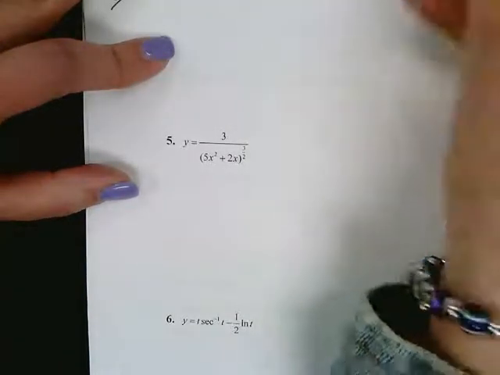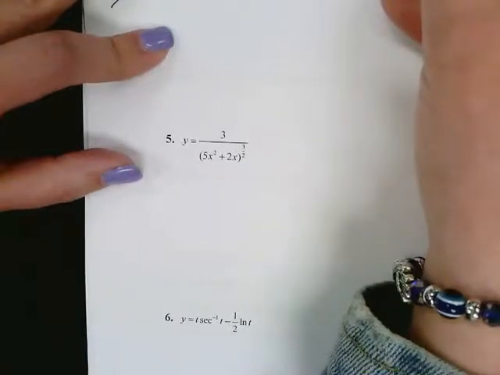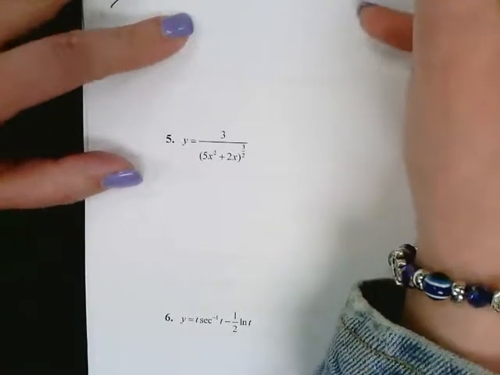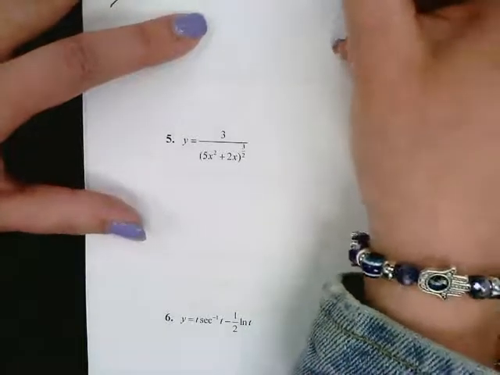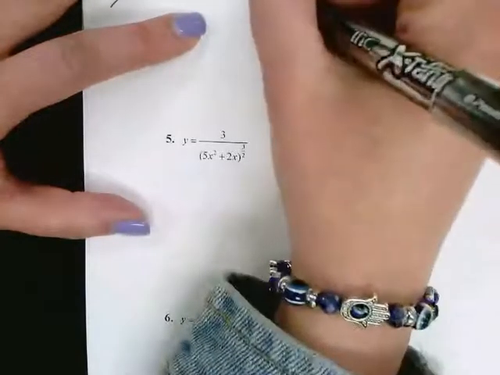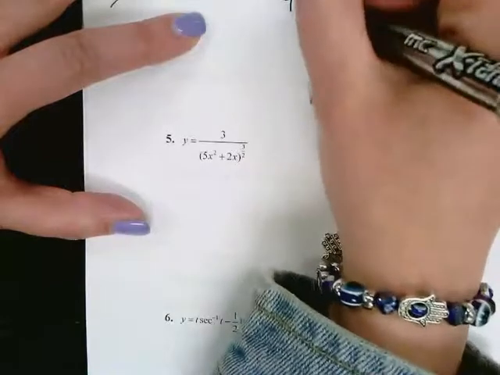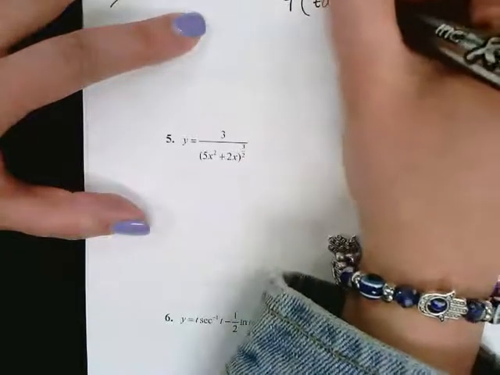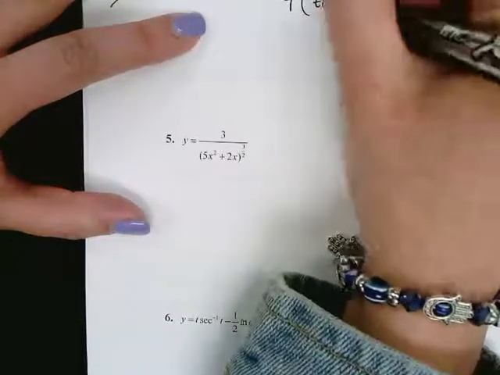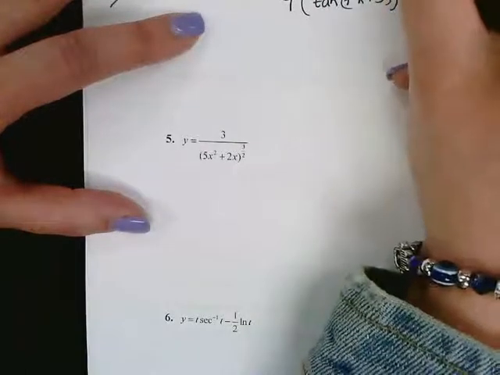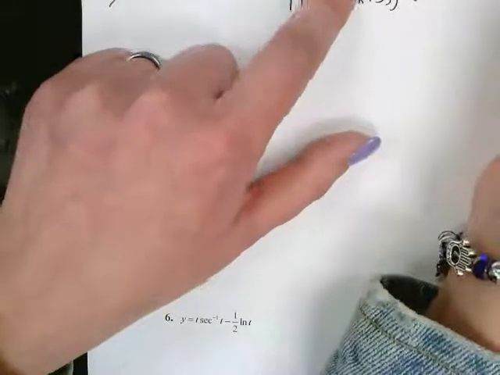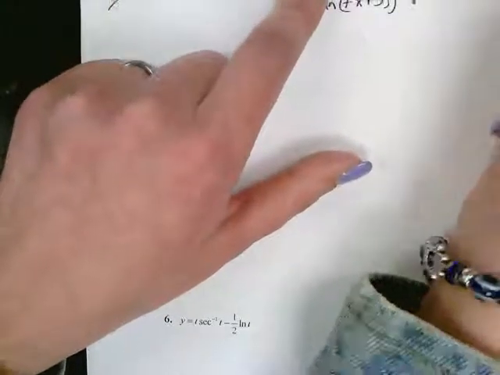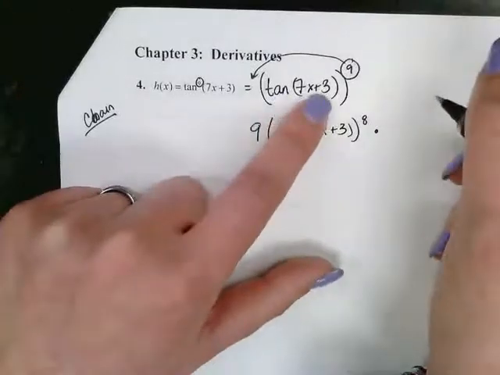So, starting with the one all the way on the outside, we take this 9 and bring it down. So this becomes 9, and then the inside stays as it is, and this becomes to the 8th, times the derivative of the inside. Oops, sorry. So that's the derivative of the inside.